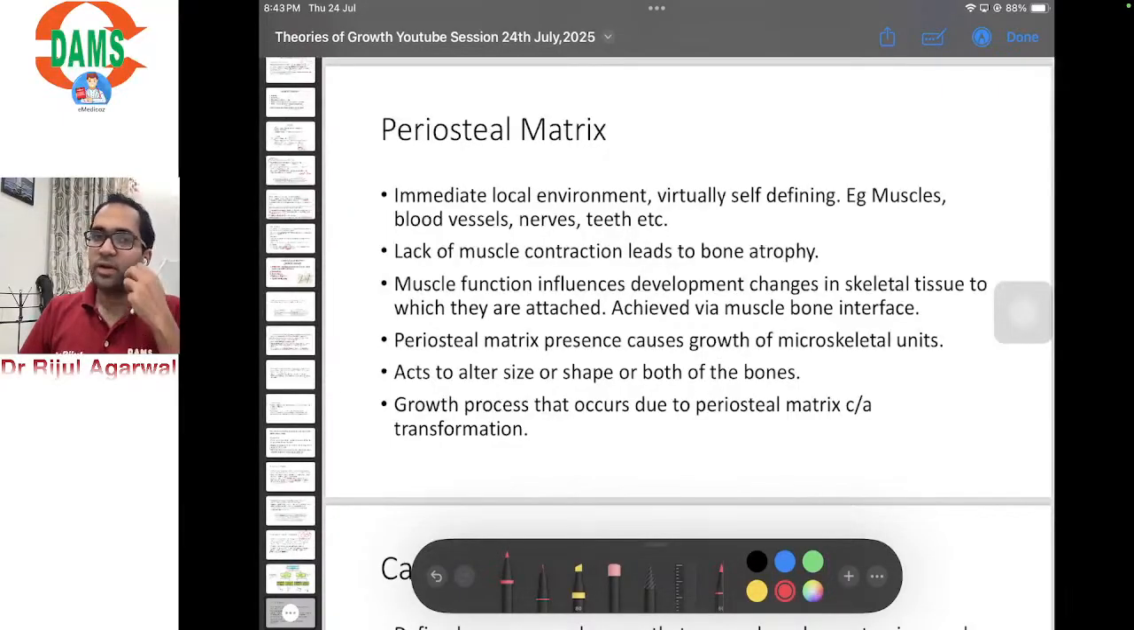Simple. You have removed the periosteal matrix from there, so the hard tissue also starts to die down. Simple application of functional matrix theory. That's why, in today's scenario as well.